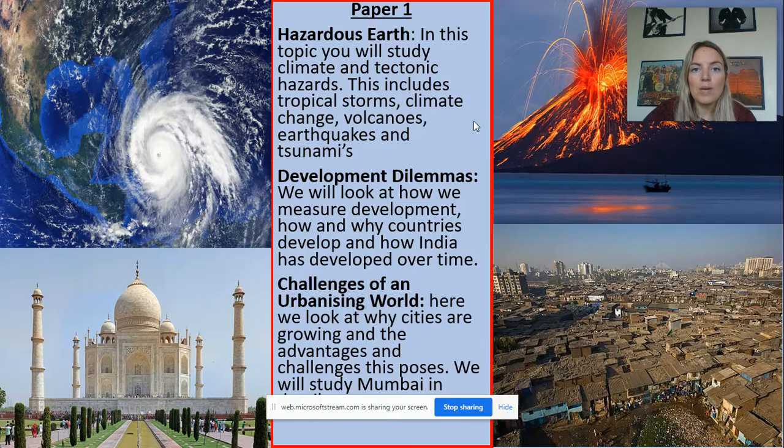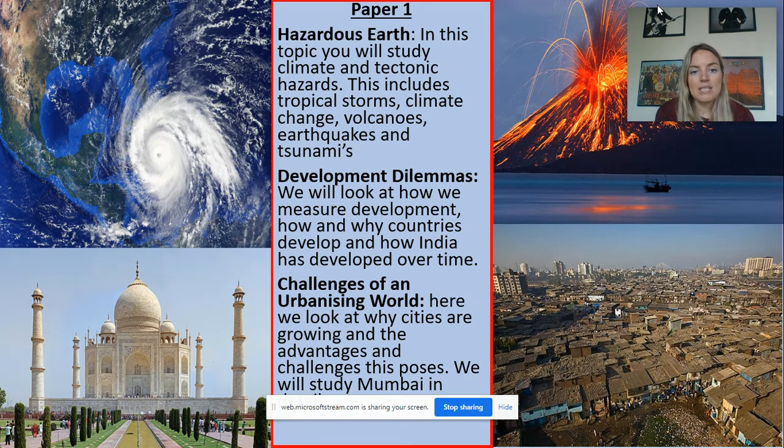So I will start with paper 1. So paper 1, as I said, is global issues. We begin with hazardous earth. You will look at climate hazards, so tropical storms, and you will look at tectonic hazards, so earthquakes, volcanoes, tsunamis, all of which you have studied before. We just go into a little bit more detail with a little bit more case study information.